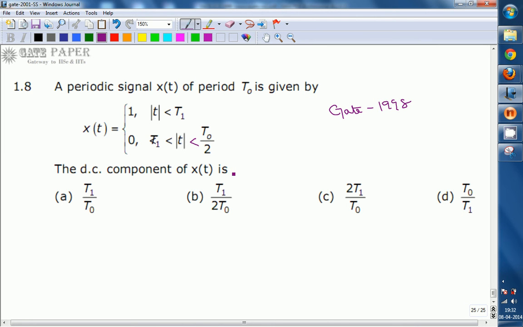For this given x(t), we need to find the DC component. DC component is nothing but the average value. So coming to the solution, given that x(t) equals 1 for |t| < T1, that is from minus T1 to T1, and 0 otherwise.